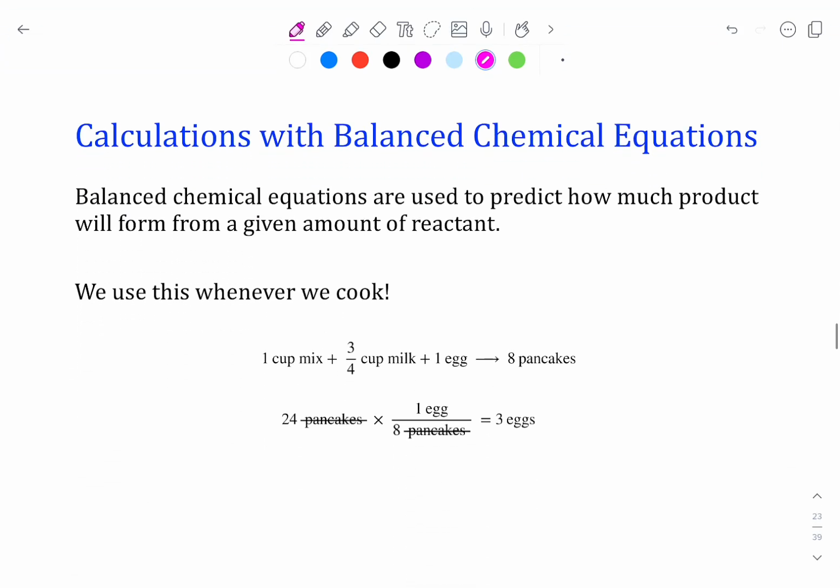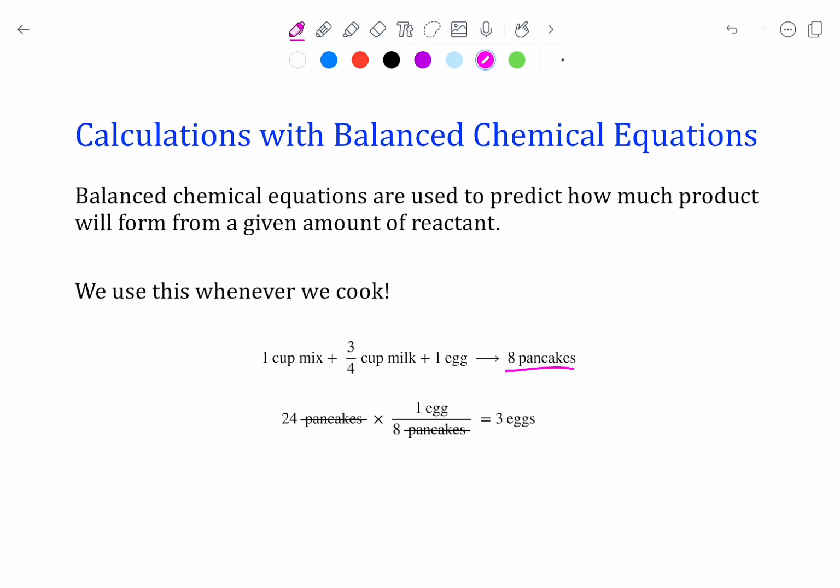Okay, so how are we going to use these balanced chemical equations? Well, they can be used to predict how much product will form from a given amount of reactant. So we use balanced chemical equations whenever we cook. If we know that the recipe to make 8 pancakes is 1 cup of pancake mix, 3/4 cup of milk, and 1 egg, I get 8 pancakes out.